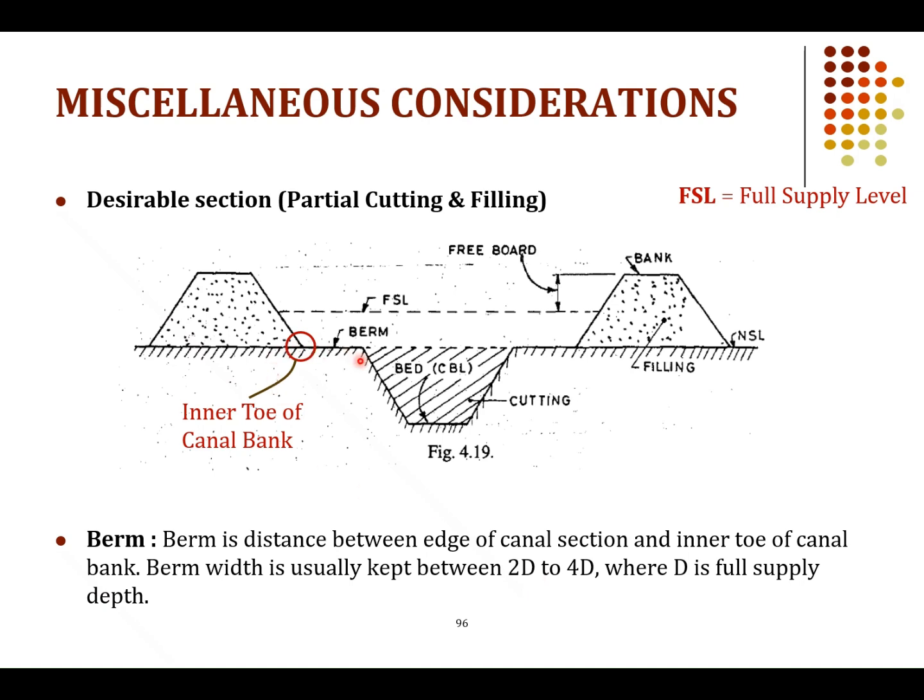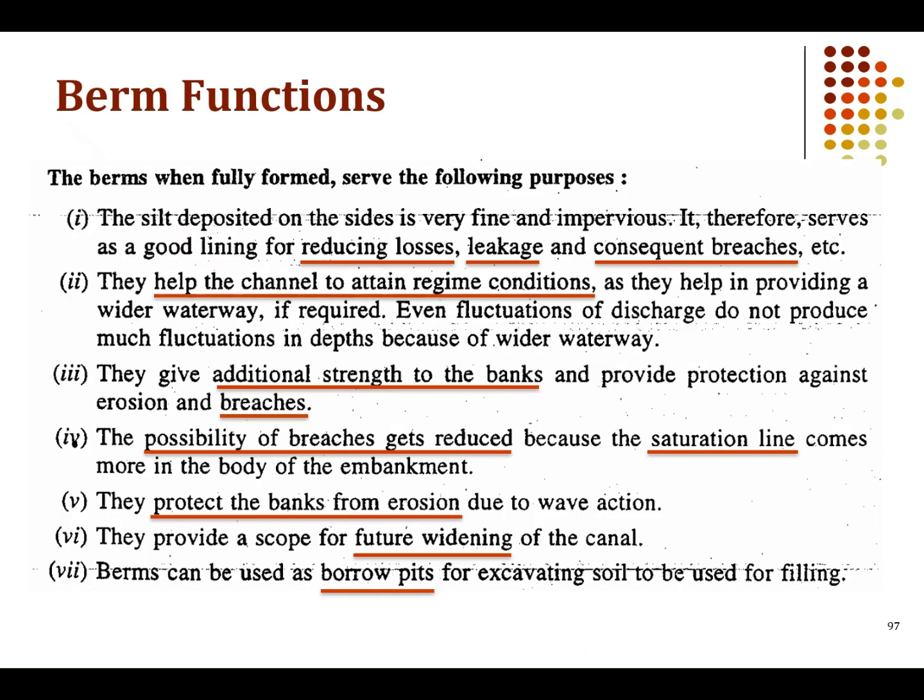There are several benefits of this berm. I will mention a few of them. For example, they give additional strength to the banks and provide protection against erosion and breaches. It means the water most of the time stays away from the banks, and that helps us in avoiding breaches. The possibility of breaches is reduced because the saturation line comes more in the body of the embankment. The saturation line does not pass through the banks, because the banks are far away from the canal cross section.